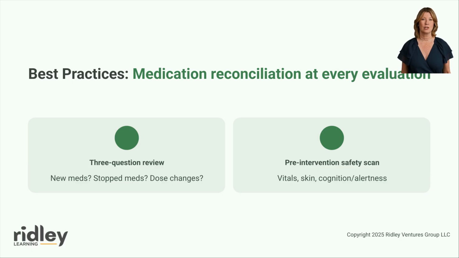For a cognition and alertness check, ask, is the patient on an opioid, benzodiazepine, or other CNS depressant? If yes, assess their alertness. If they are sedated, the plan must be modified. Fourth, leverage interprofessional communication using SBAR. You are the eyes and ears for drug function interactions.